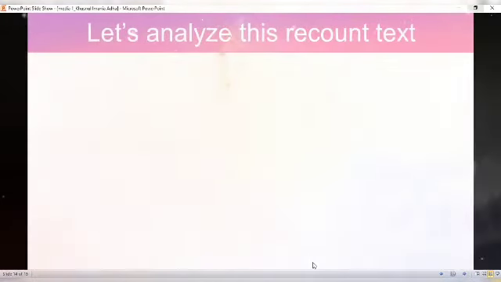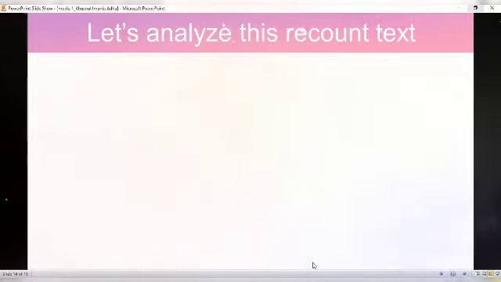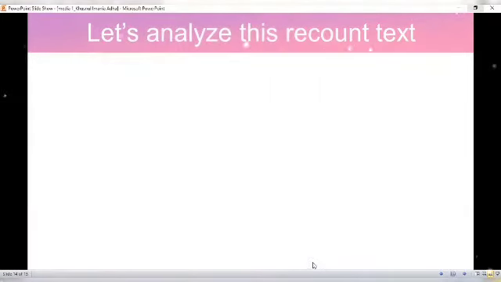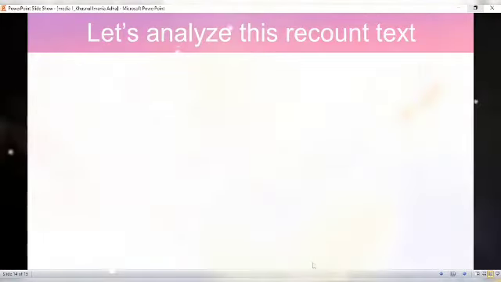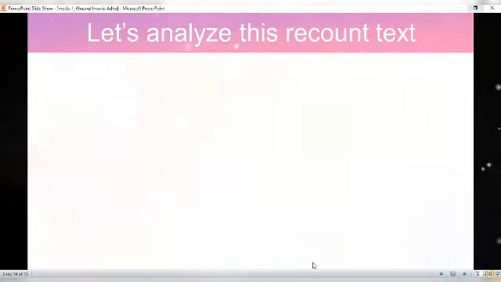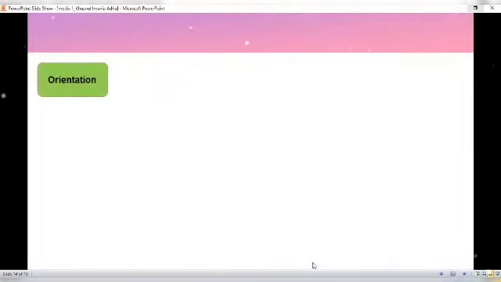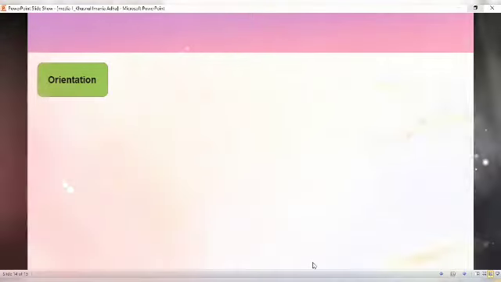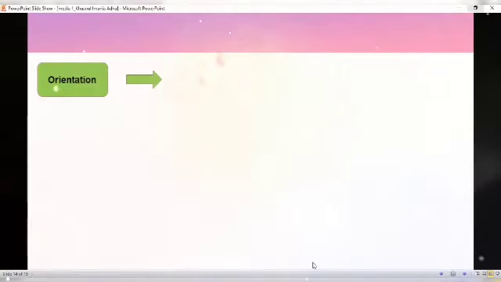Let's analyze this recount text. As you remember, the recount text consists of three parts. Number one is orientation. Number two is series of events. And the last is reorientation. Okay, here we go. The first is orientation. Orientation is usually placed in the first paragraph. Let's see.